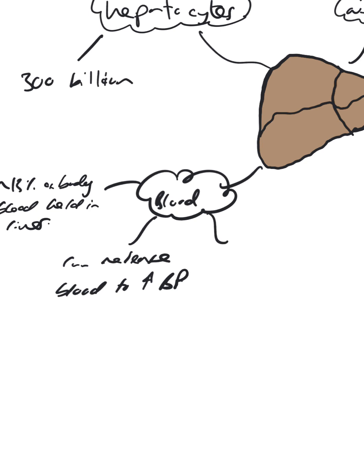In terms of the amount of blood that's passing through and being filtered, you've got approximately 1.7 litres per minute, which is quite a significant amount.